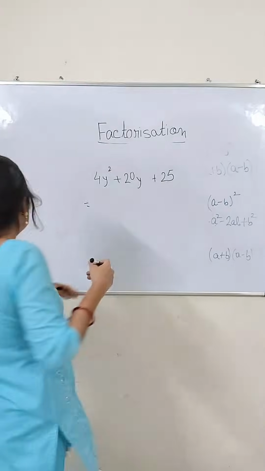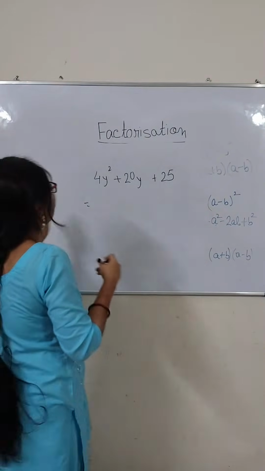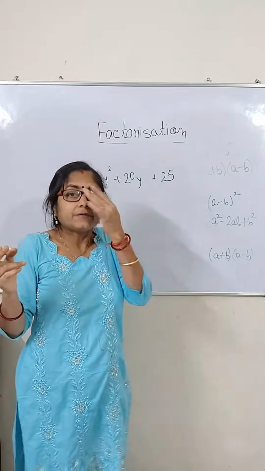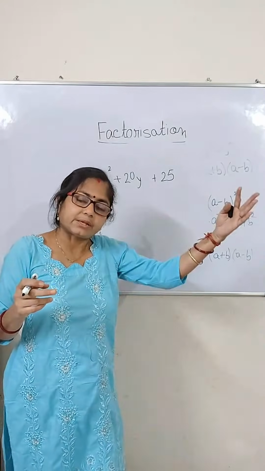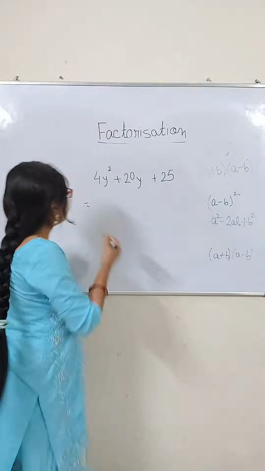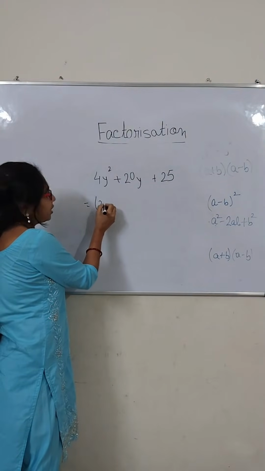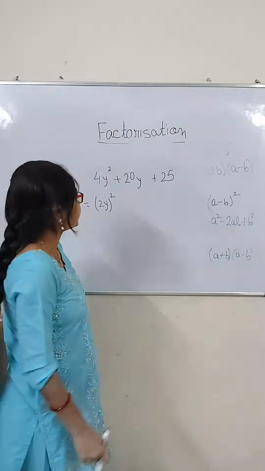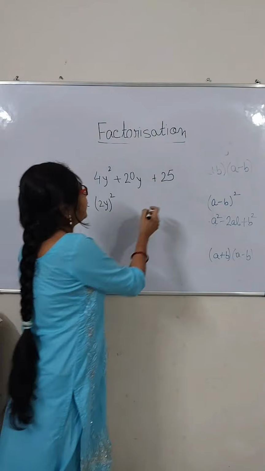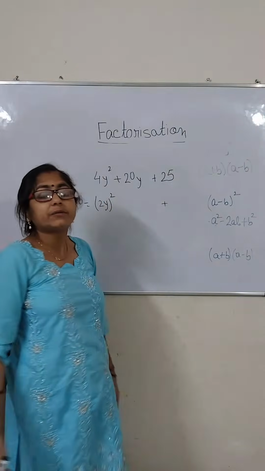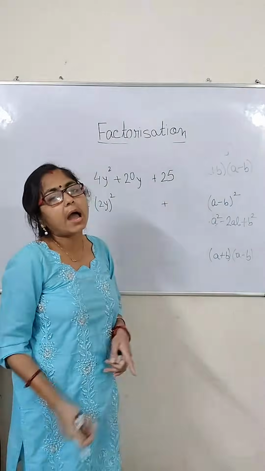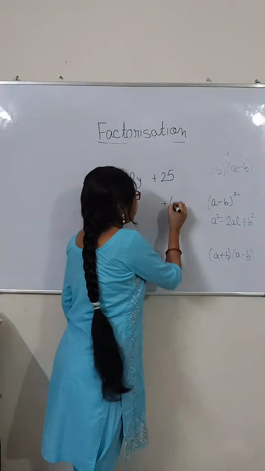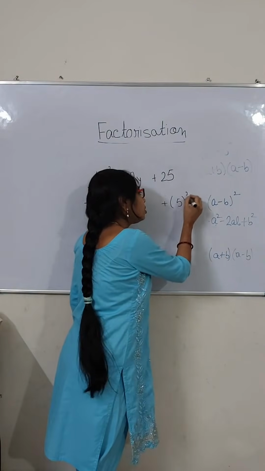4y square. How can I write this one? First, what I am telling: first you write a square and b square, then you do the middle part. So I can write 2y whole square. Okay, 2y whole square, completed. And there is the b part. 25 is our b part, so I make the 25 in the square format. I write it as 5 whole square.